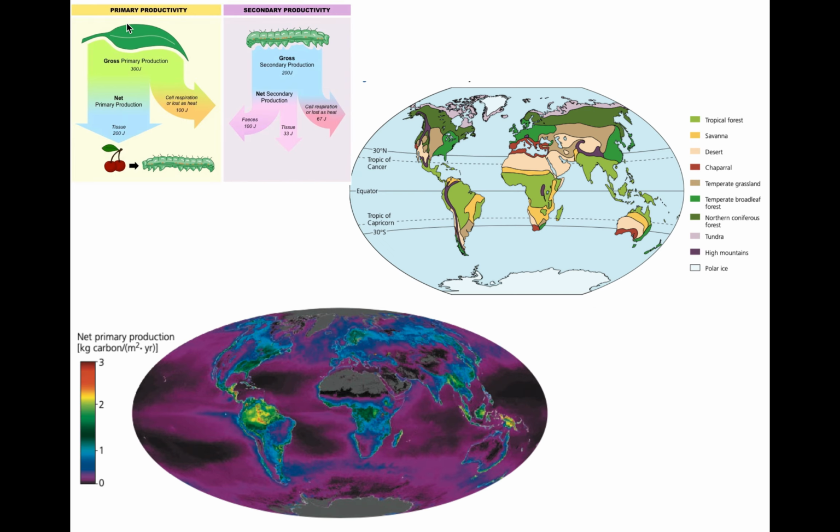So here's a little thing showing you what primary productivity is. You have the gross primary production, in general just the amount of energy produced, but then you have energy used in cell respiration, so whatever is left over that you put into the tissues and the fruits and things like that, animals can eat and then take for themselves.